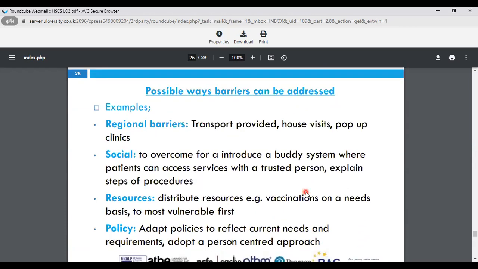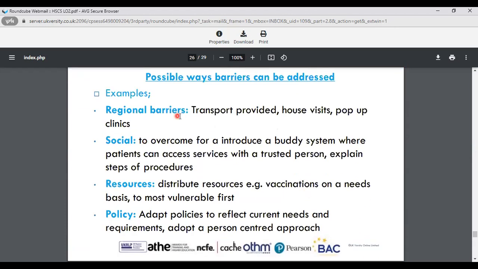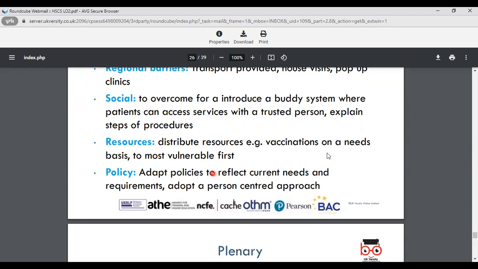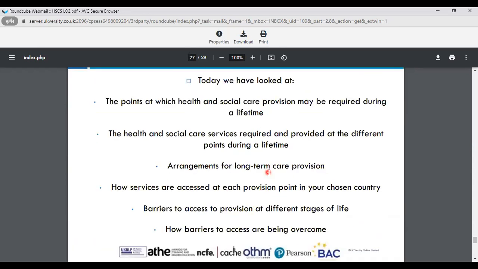So what are the ways that these barriers can be addressed? For regional barriers, you could give transport, you could have house visits, pop-up clinics. Social barriers could be overcome by introducing a buddy system where patients can access services with a trusted person who can explain the steps of procedures. Resources could be distributed more widely. Vaccinations could be given on a needs basis to the most vulnerable first. And policies can be adapted to reflect current needs and requirements and to adopt a person-centered approach. So that's about it.